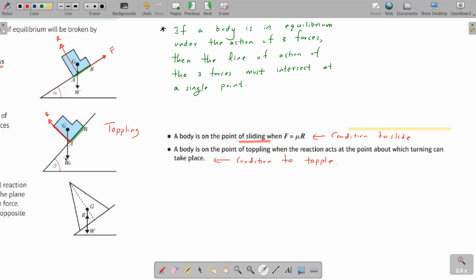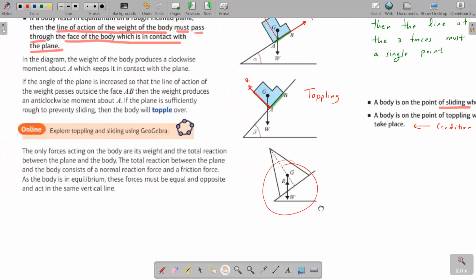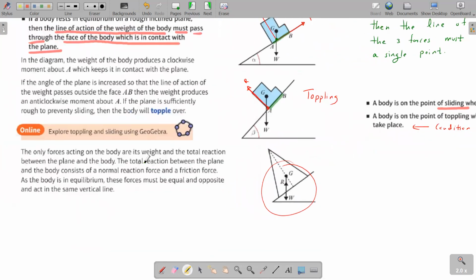All right, guys. So this diagram over here is for the toppling. I think some of you might be wondering about this diagram. What is this diagram and what's going on here? Why is the normal R marked vertically like this? Actually, guys, if you read the description they've given over here, they're talking about the total reaction that consists of normal reaction and friction force.